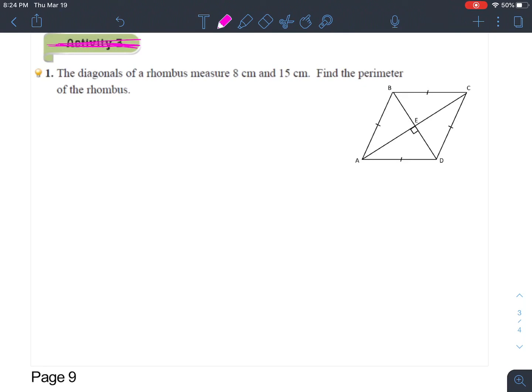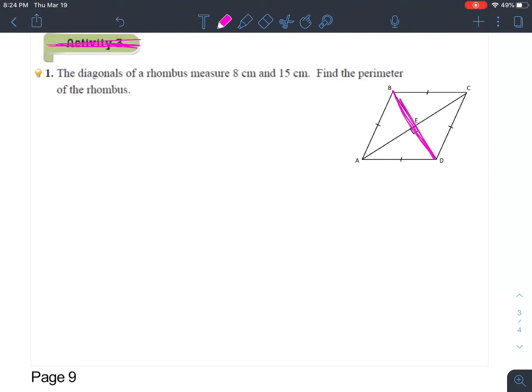Okay, this one I know it says that it's going to be an activity, but I'm actually going to show you how to solve this. So it says that the diagonals of the rhombus are 8 and 15, and we are supposed to find the perimeter for this rhombus. So an important thing about a rhombus is that all 4 sides are congruent. So yes, a square is a type of rhombus. However, not all rhombi, the plural of rhombus, are going to be squares. And in fact, this one clearly is not a square.